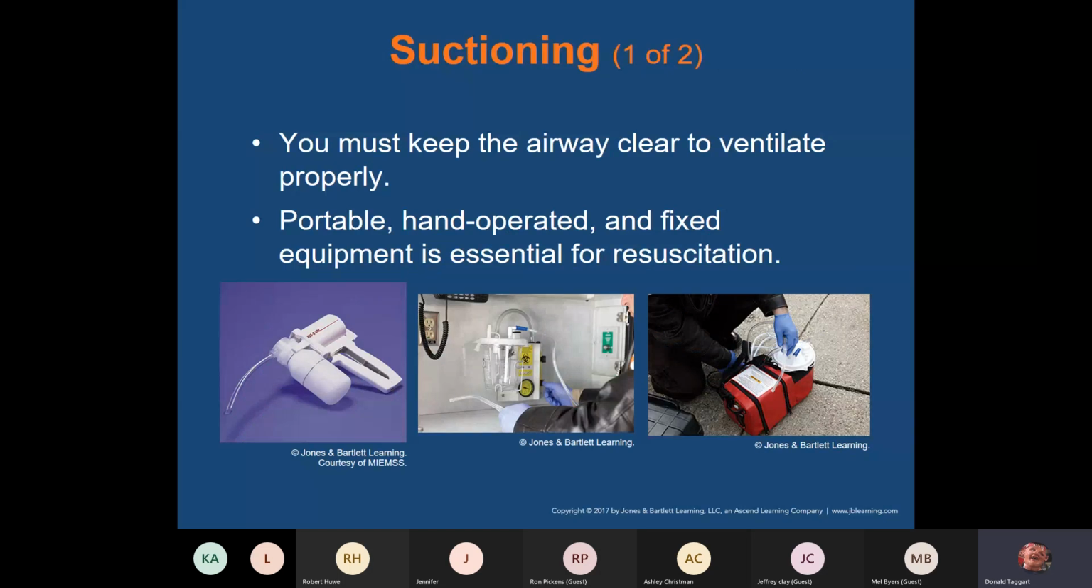Okay, so suction, guys, suctioning is very important. If someone starts vomiting, if they have blood, whatnot, the first thing you need to do is open their airway, and then you need to be reaching for some type of suction device to try to get in their mouth to get that vomitus and stuff out.